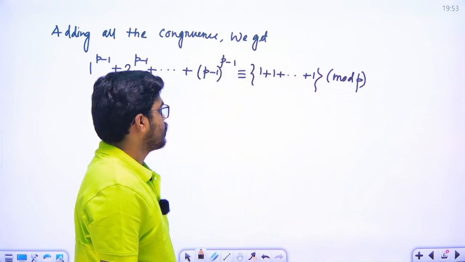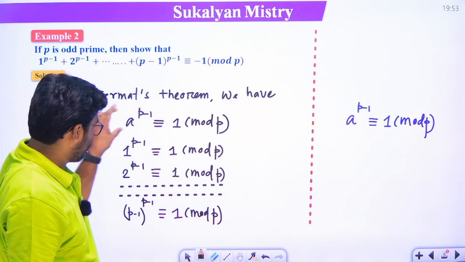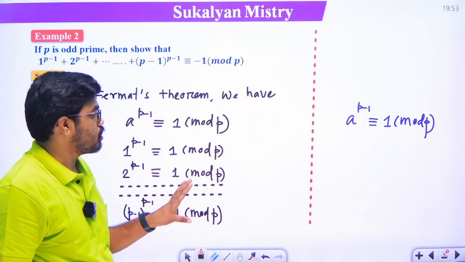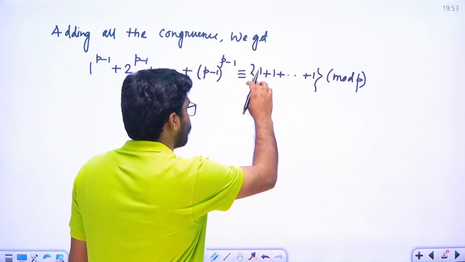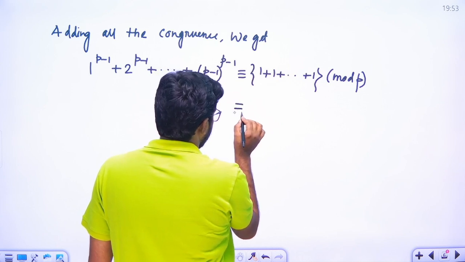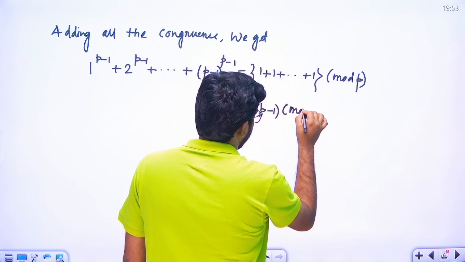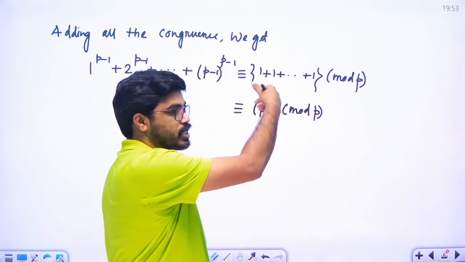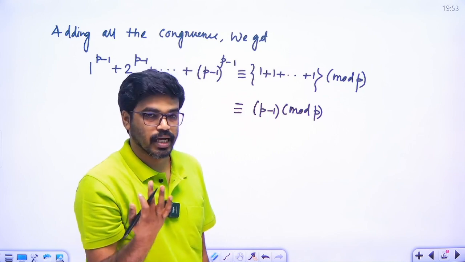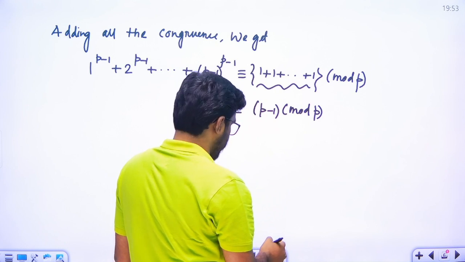So how many 1s will there be? The total number of congruences is p minus 1, so if we add, what we get is p minus 1. 1 plus 1 plus 1 is congruent to p minus 1 modulo p, okay? How many times is 1 there? p minus 1 times. So if we add, we get p minus 1.